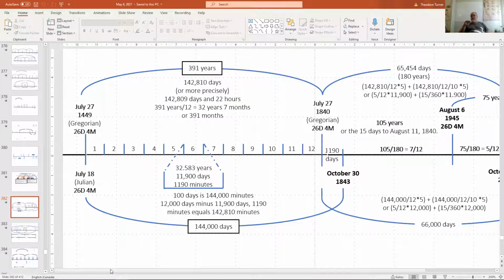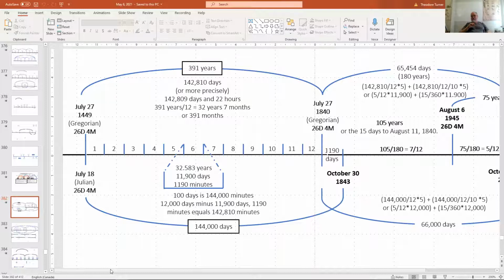And with this 391 years, I just want to show you something before we go through my paper on the Molad. That 391 years is 142,810 days. Now I have here written under this, it says it's more precisely 142,809 days and 22 hours.